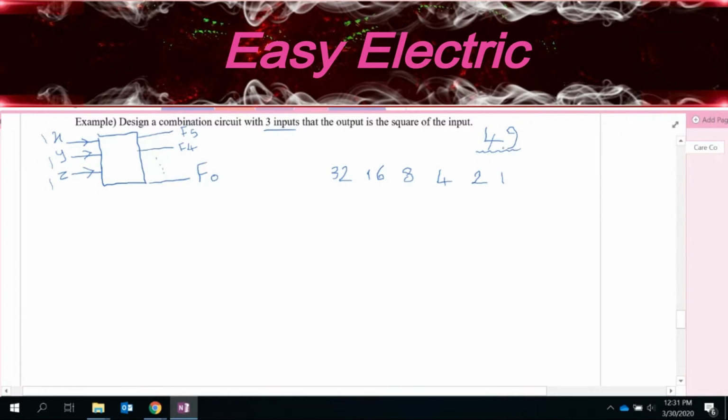How do I get these 49? I say, okay, the biggest number I could have as input is 7. 7 squared is 49, so at least I need 6 bits in the output. So any question about the number of inputs, which is already given in the question? It should be 3. Any problem with why we should have 6 bits in the output? Is it clear?